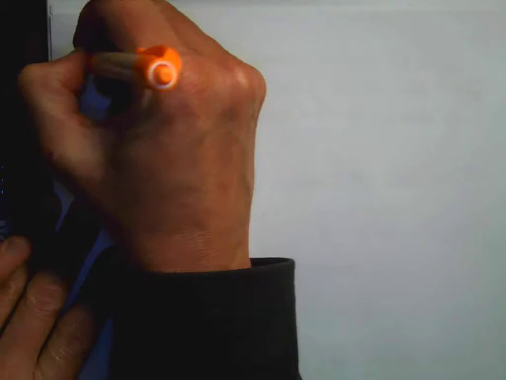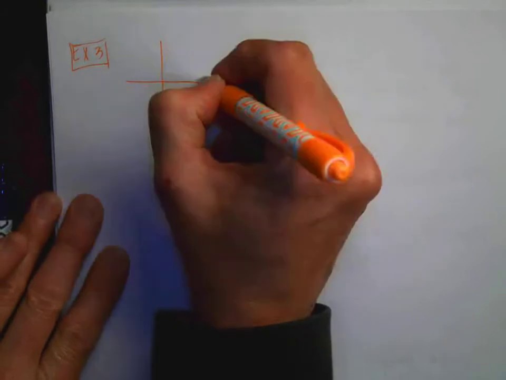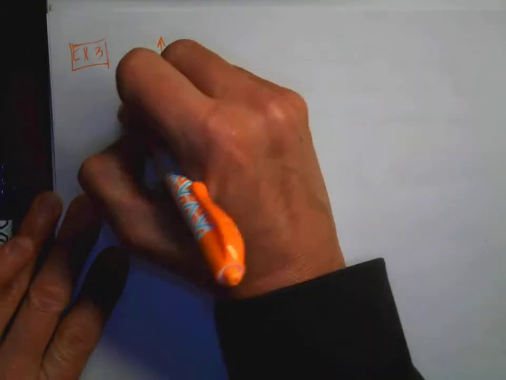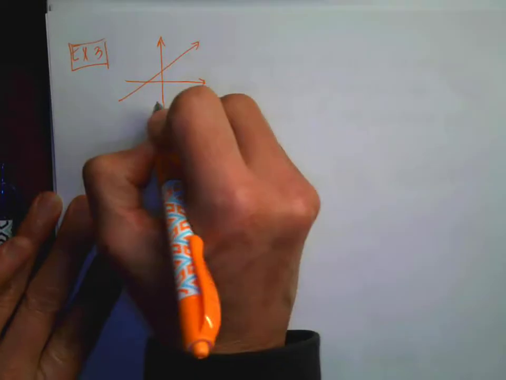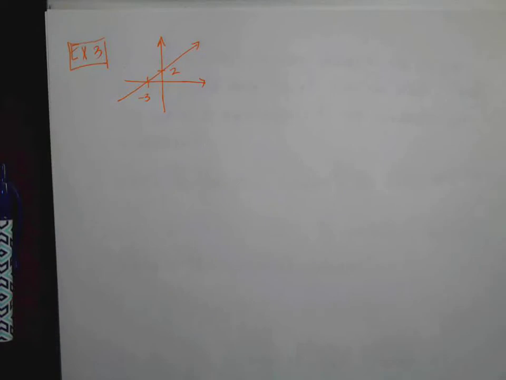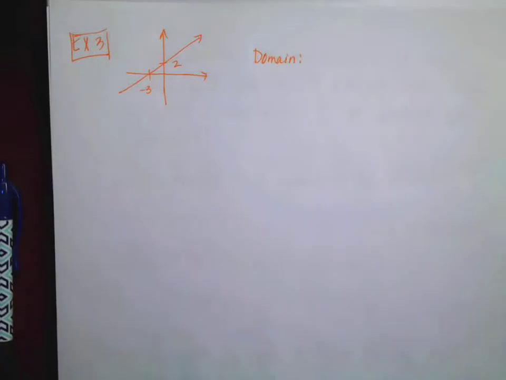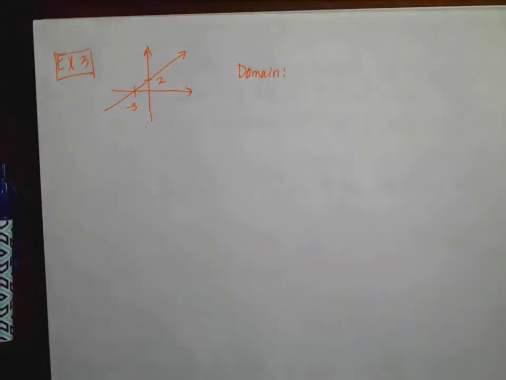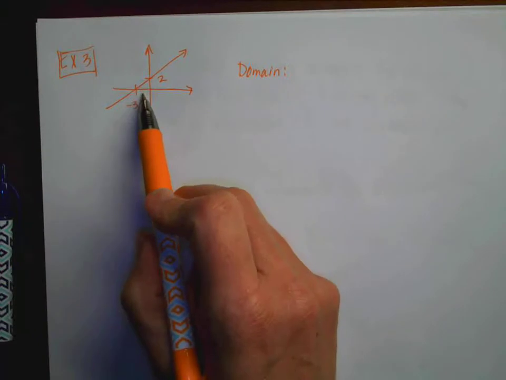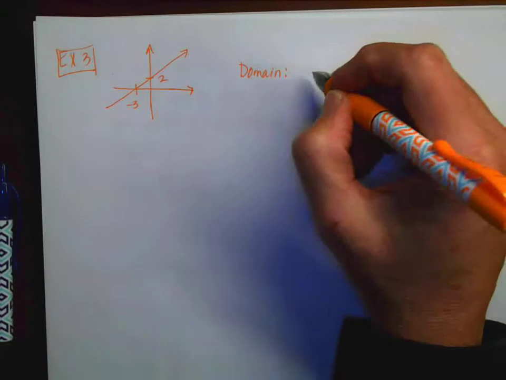For example number 3, let me just get a different piece of paper. We're going to have a graph, and we're going to find the domain and the range from a graph. So let's say I have the equation of a line, and this is a -3, and this is 2. Notice that I labeled the points that are important. So if I want to talk about domain, it's the set of x values that work for the function. Nothing about this function is weird. It's just a cute little line. Nothing is out of the ordinary.